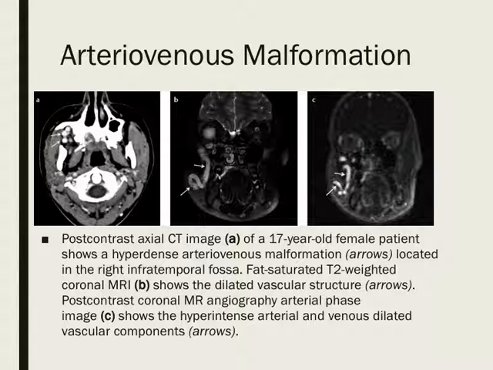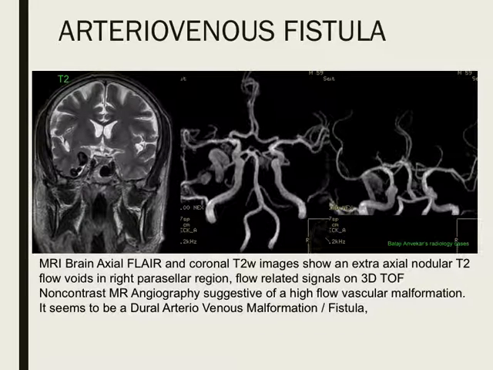So this one on CT was noticed that there are these dilated vessels over here. MRA was done, and then this large fast vessel was seen, and a nidus with a draining vein and feeding artery were identified.